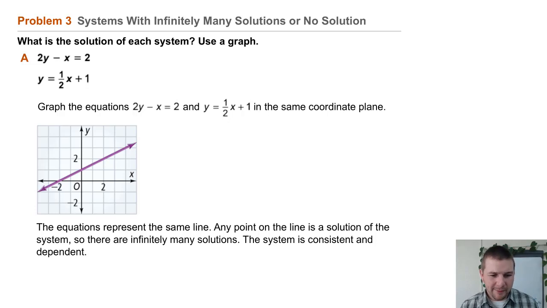The equations represent the same line. Any point on the line is a solution of the system, so there are infinitely many solutions. The system is consistent and dependent. Remember, consistent because it has at least one solution, and dependent because it has infinitely many solutions.